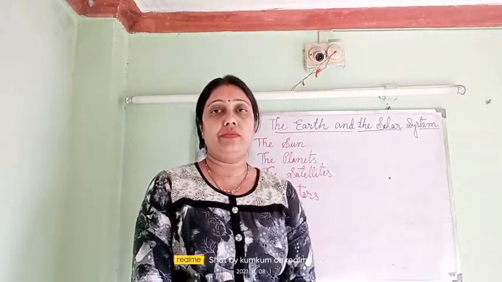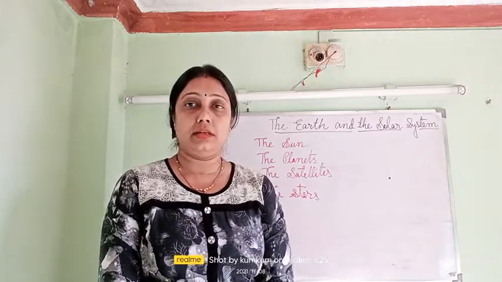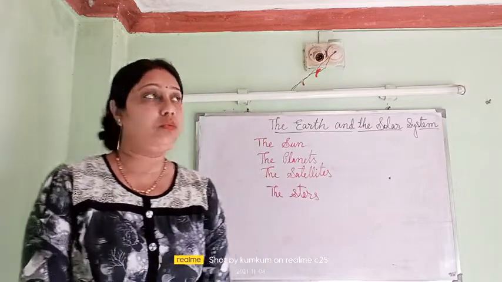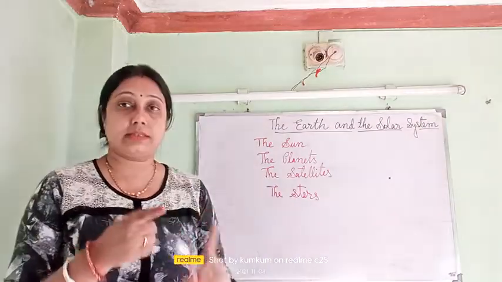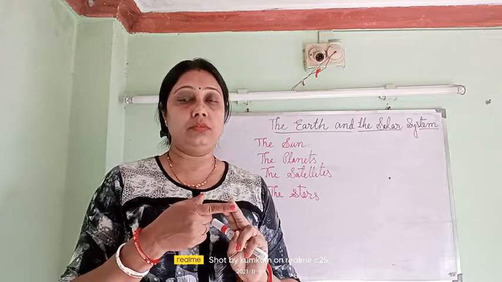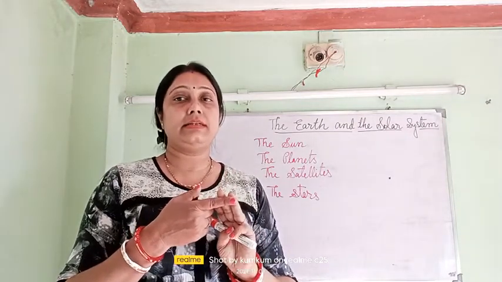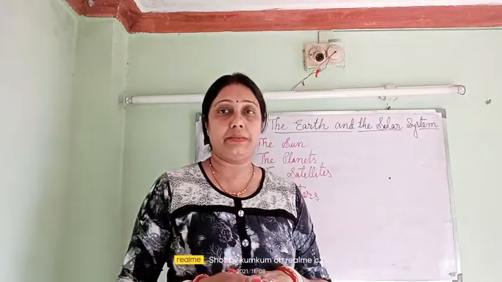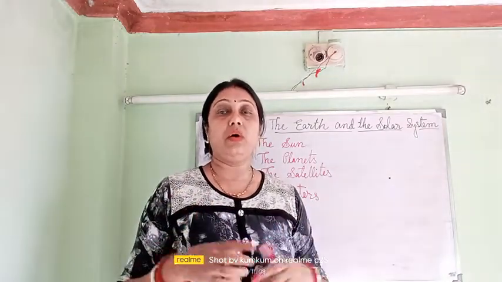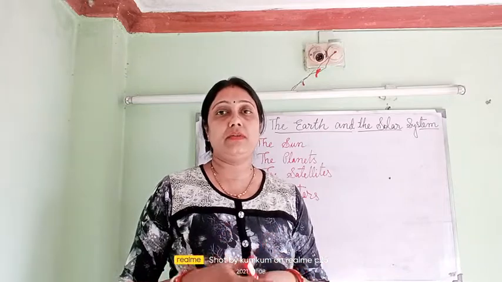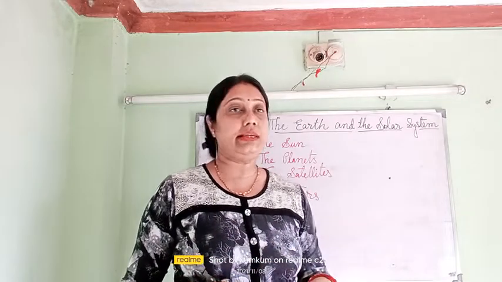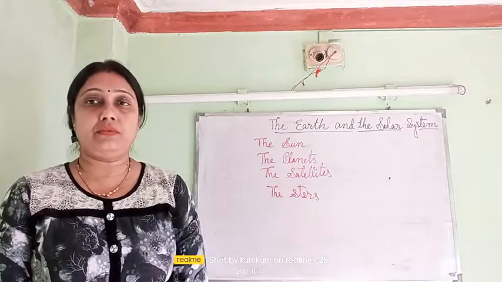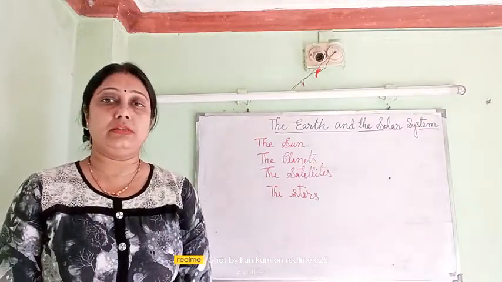We live on the planet Earth. So, the Earth is one of the planets. Now, what is the solar system? The sun, the moon, the satellites, and the planets all together make up the solar system. All combining together, they form the solar system. We live in this solar system. So, one by one we will describe all the topics.